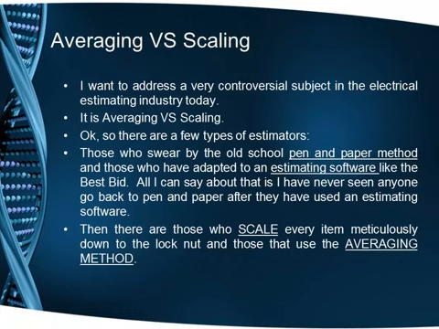I want to address a very controversial subject in the electrical estimating industry today. It's averaging versus scaling. Okay, so there are a few types of estimators. Those who swear by the old school pen and paper method, and those who have adapted to an estimating software like the Best Bid. All I can say about that is that I have never seen anyone go back to pen and paper after they have used an estimating software. Then there are those who scale every item meticulously down to the lock nut, and those that use the averaging method.